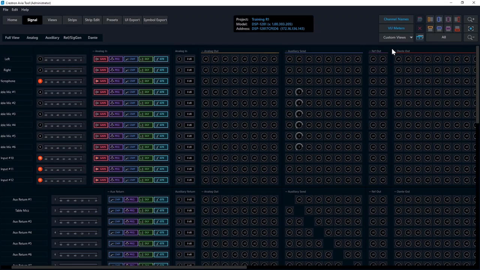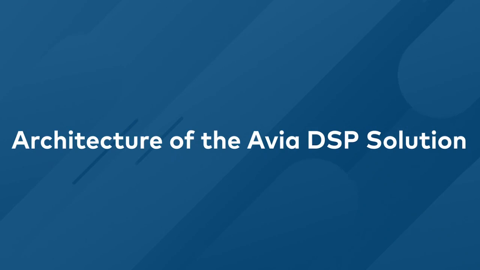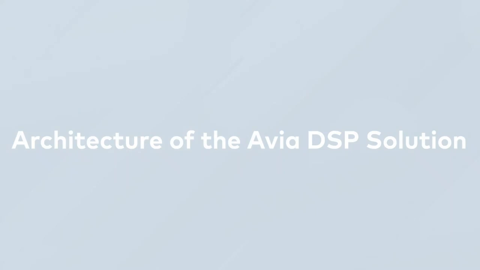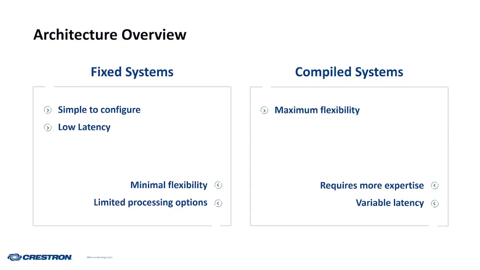Before we dive into the tool, it's worthwhile to discuss some of the architecture of the Avia DSP solution. Traditionally, there have been 2 types of DSPs available: fixed and compiled systems. Fixed architecture systems are great for their simplicity and low latency, but don't allow much flexibility with routing or changing processing objects. Compiled systems, sometimes called open architecture, allow for maximum flexibility but require far more audio know-how to configure and deploy. This option also has variable latency, which can adversely affect system performance when care is not taken in the development of the processing paths.